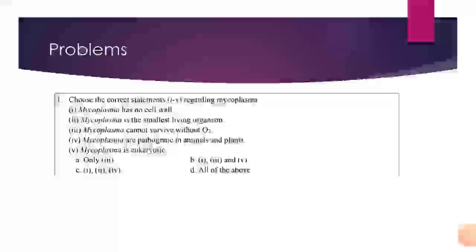Let us see some problems on these important notes. Choose the correct statements regarding mycoplasma in the options 1 to 5. Option 1, mycoplasma has no cell wall. Second, mycoplasma is the smallest living organism. Third, mycoplasma cannot survive without oxygen. Fourth, mycoplasma are pathogenic in animals and plants. Fifth, mycoplasma is eukaryotic.